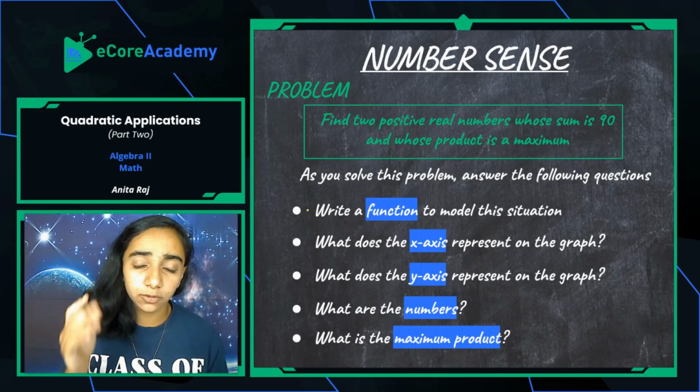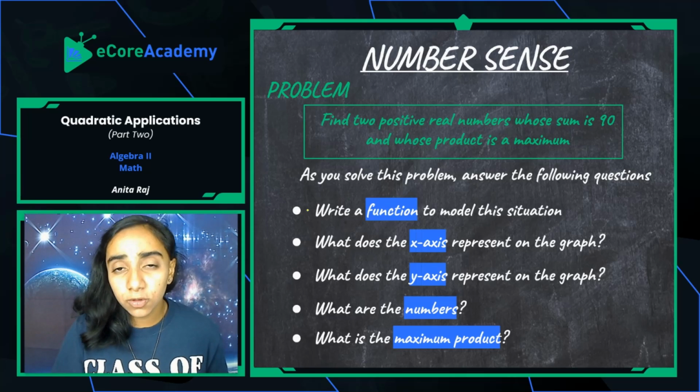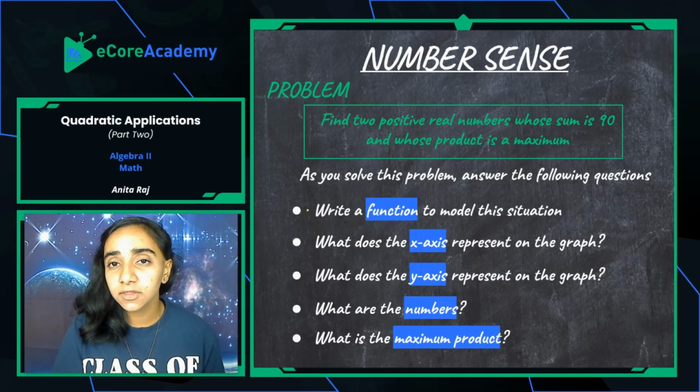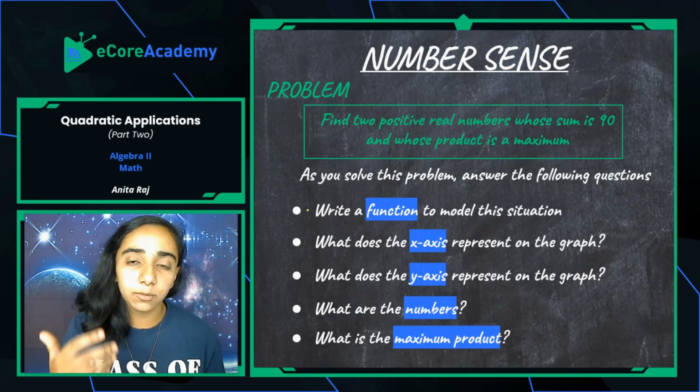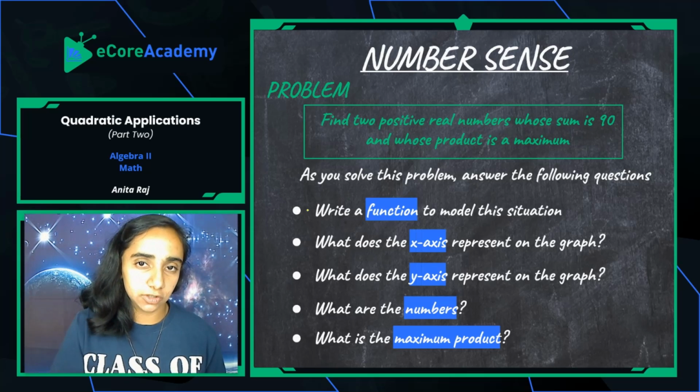As you can see here, the only definite quantity we're given is that these two numbers added together is 90. We're only told that their product is a maximum, but we don't know what the product is. We need to find the two numbers and then multiply them together to find the product, and then we can check to see if that's a maximum. In this case, it's already given, it's going to be a maximum.